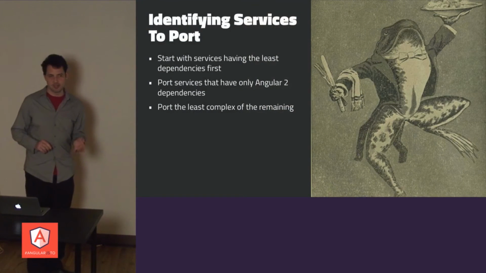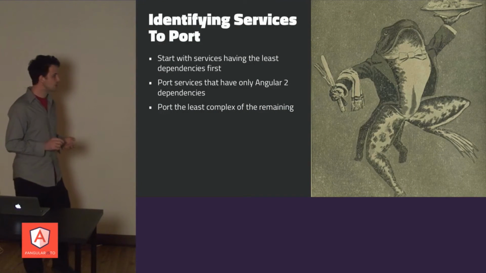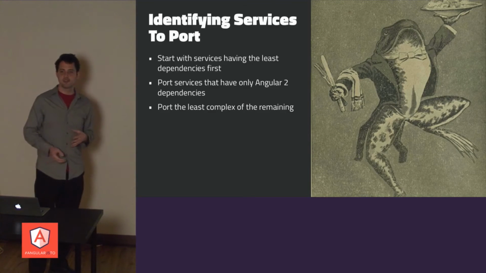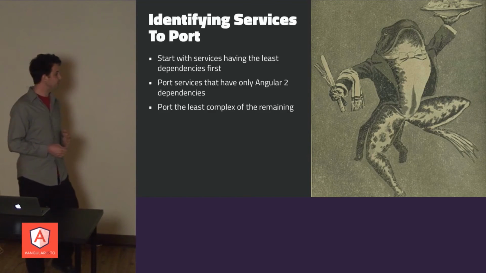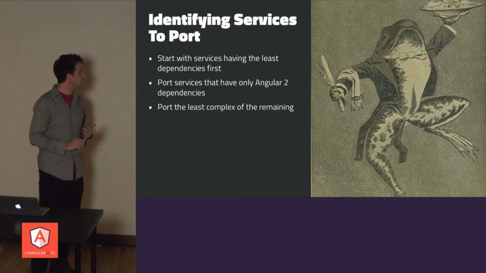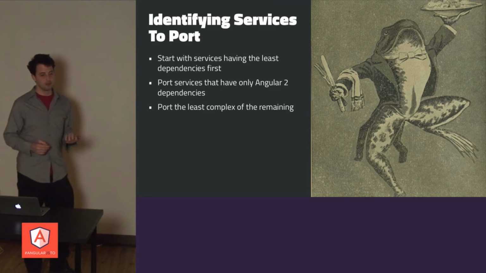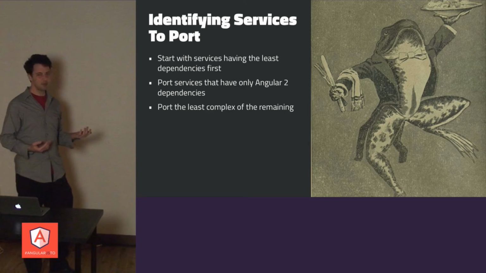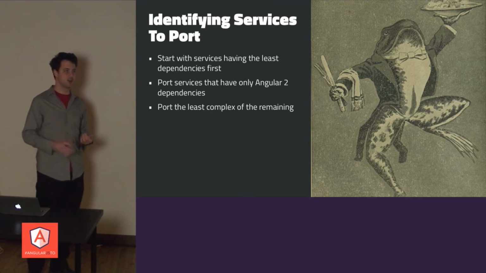So the first thing I needed to do was identify the services I wanted to port, because they're one of the easiest things. In Angular 2, there is a dependency injection system. It's actually more robust than in Angular 1 and more comprehensive, and that's a whole other talk unto itself. But the general rule is that the services that have the least dependencies are the easiest to upgrade, because chances are they might just be a class or a function.